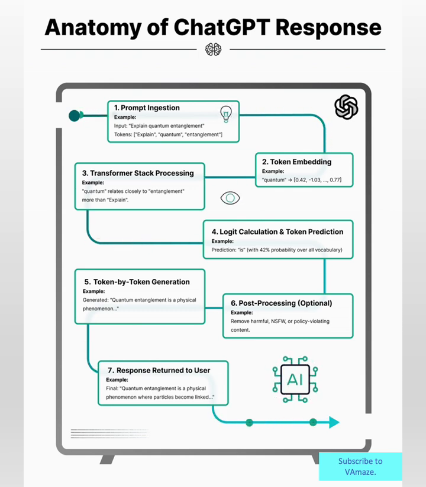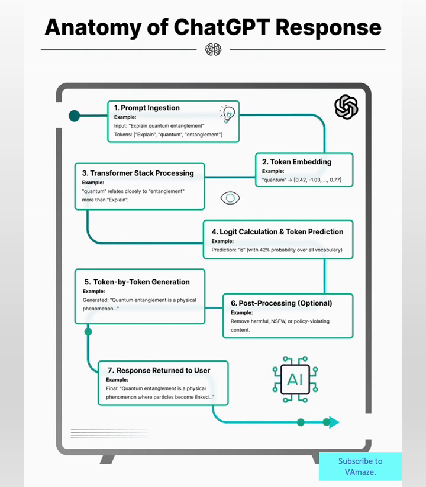Contextual analysis. Through multiple layers of processing, the AI builds increasingly sophisticated understanding. Early layers might recognize basic grammatical structures and word relationships, while deeper layers understand complex concepts, implied meanings, and the appropriate level of explanation for the request. Pattern recognition. The transformer stack draws upon patterns learned from vast amounts of training data to understand not just what you're asking, but how similar questions have been answered effectively in the past.